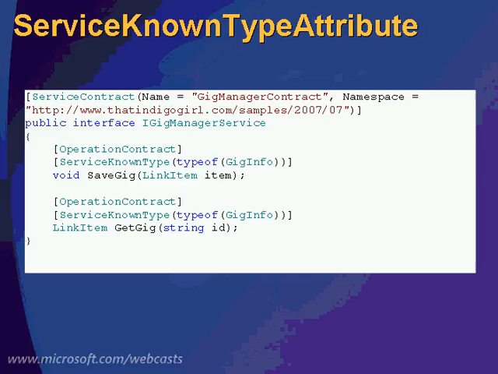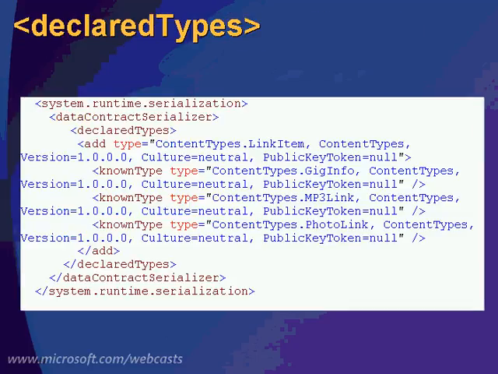And lastly, if you're not sure about the types or you need to add types dynamically after deploying, then you can declaratively do this in the data contract serializer section of system runtime serialization. So my examples that you'll be able to download show how to do all of these different things. The point being, this is a lot like the first example I showed you. We associate to the link item the known types we support, gig info, MP3 link, and photo link. Okay? So this is a way to do that. And if we wanted to get into advanced, just so you know, there is a mechanism whereby you can dynamically insert known types to the data contract serializer as well. So if you had to be dynamic, then you could.